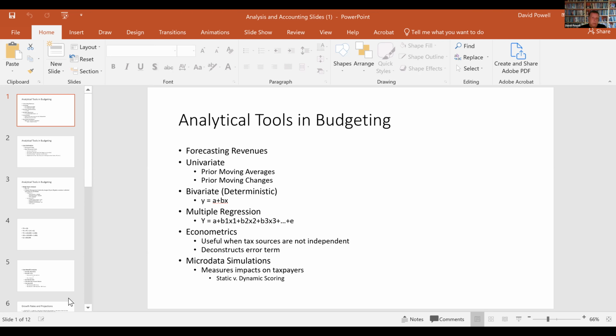One microdata simulation approach we can use is what's called static scoring. In static scoring, you will look at the tax bill and you'll ask, okay, how much less revenue will we get next year as a result of these tax breaks? And then that's how you score the bill, by however much it's decreasing tax revenue next year. That's a static scoring type of model. In a static scoring model, you don't take into account the potential that reducing tax rates may actually stimulate economic activity, which could then in the future lead to additional revenue coming into the federal government.